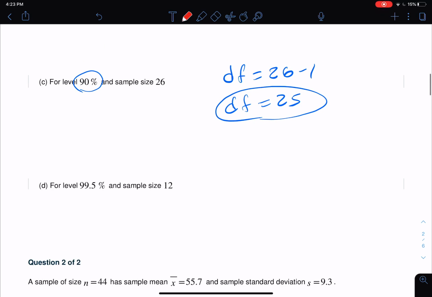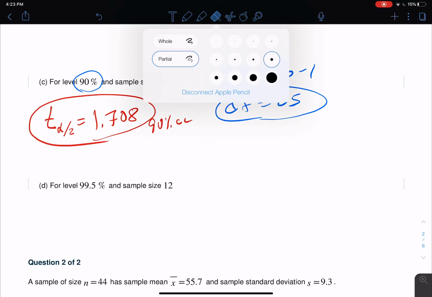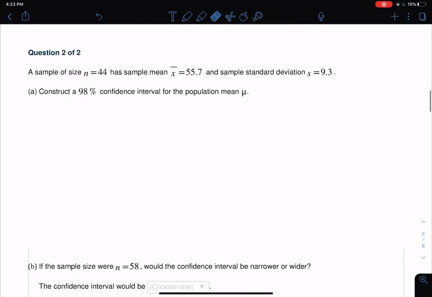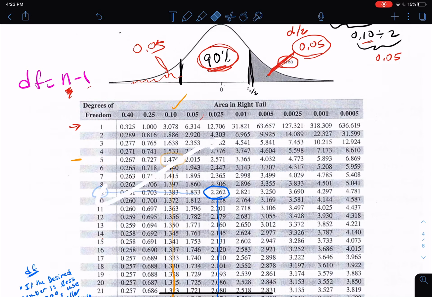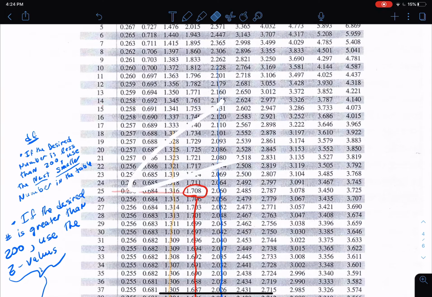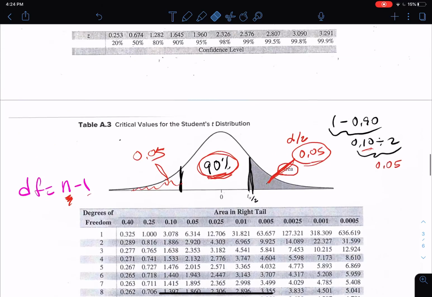Let's go up there. Here we are. So t half of alpha is 1.708, and that was for a 90% confidence level. I think I better clean that up because it's going to be hard to see the next couple ones. Okay, good enough.